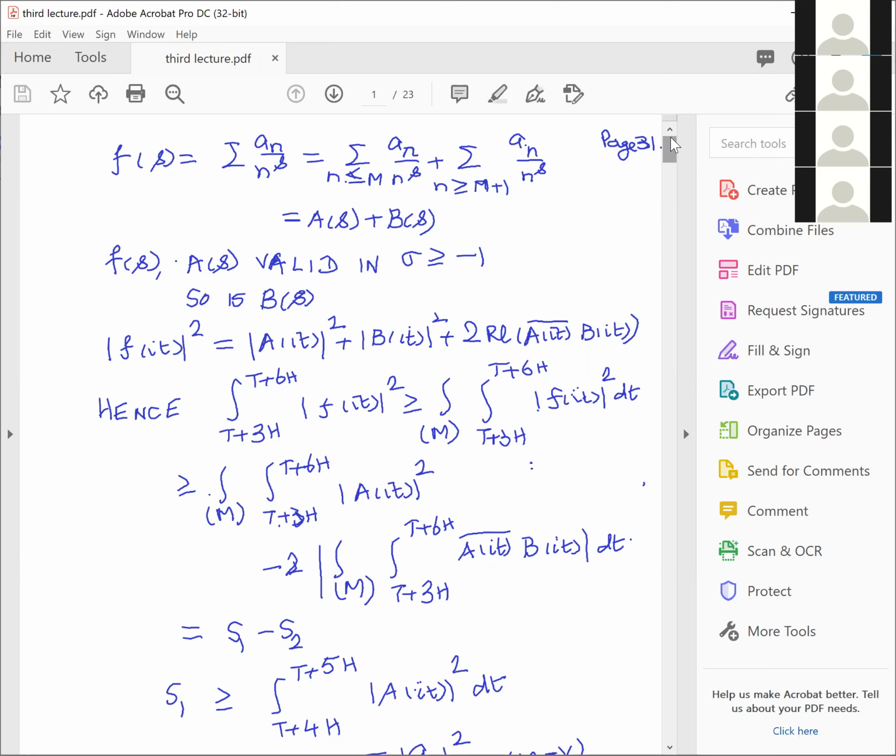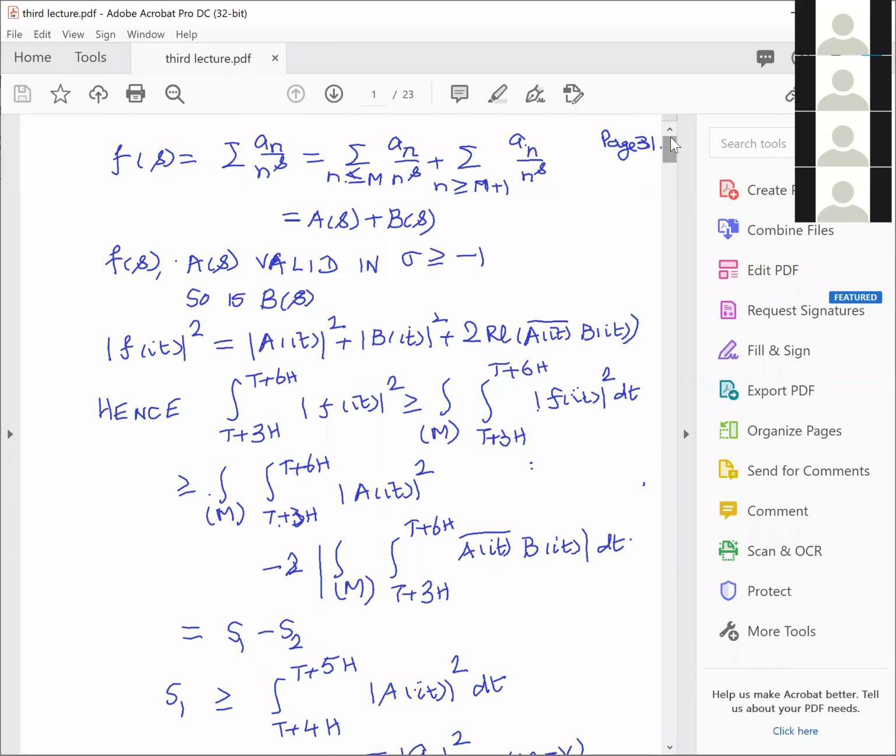Therefore, I have f of s equal to summation a n by n power s, and I want to get a lower bound for the L2 norm of f of s on the line sigma equal to zero. Now that's the aim, to get a lower bound. Therefore, you write the summation a n by n power s as n less than or equal to m and n bigger than or equal to m plus 1, a n by n power s, equal to a s plus b s.